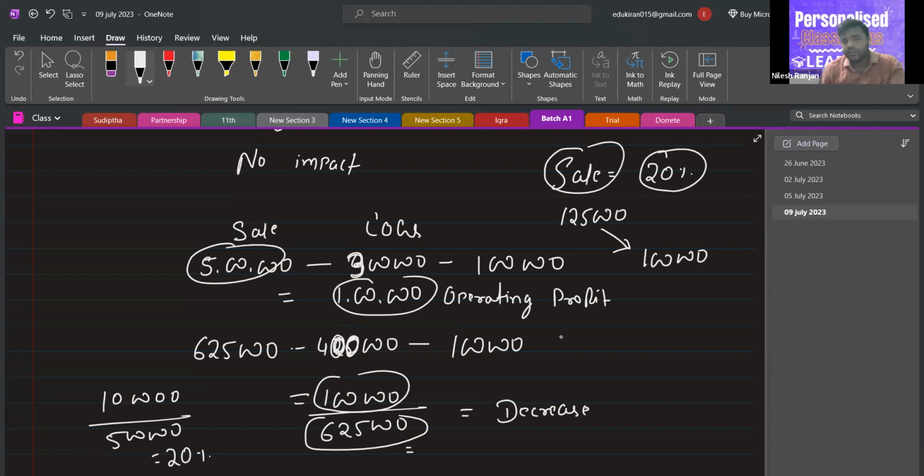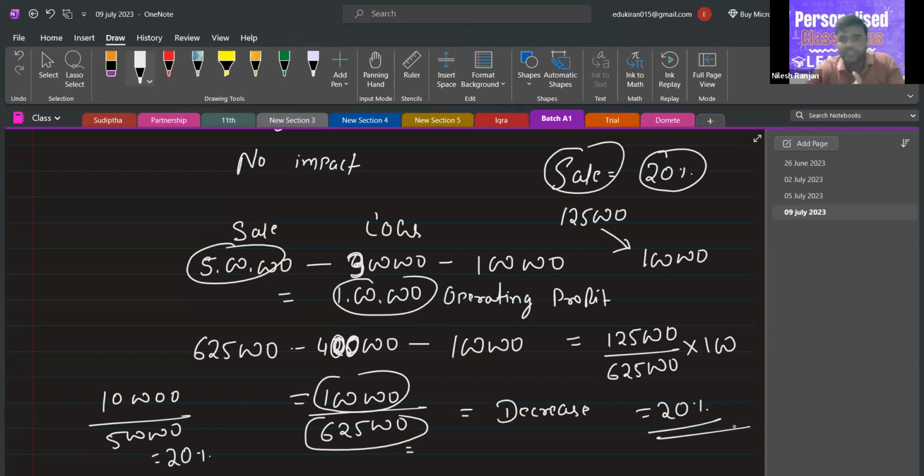Yes, sir. Now our profit will be 6,25,000 minus 4 lakh minus 1 lakh. It will be 1,25,000. 1,25,000 divided by 6,25,000, which is our sale, into 100, we are getting 20%. You can see the ratio is same after taking this assumption.